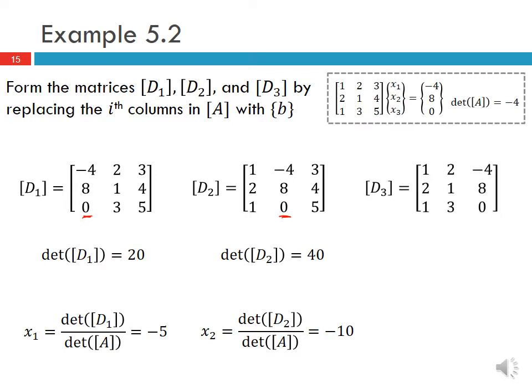And then we find D3 by replacing the third column in A with B. We find the determinant of that is -28. And so x3 is going to be -28 divided by -4, which is +7.